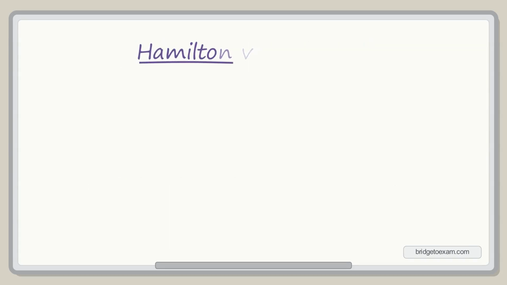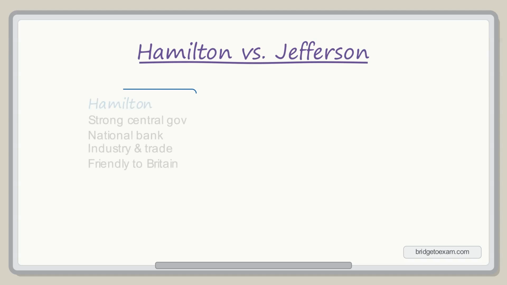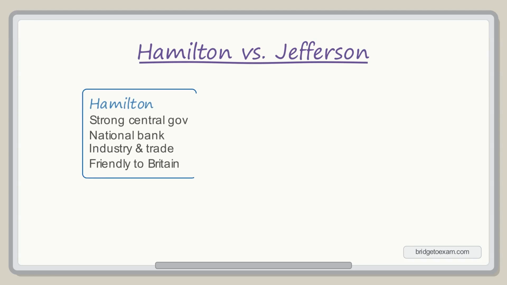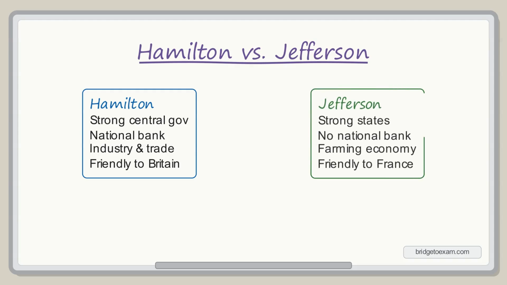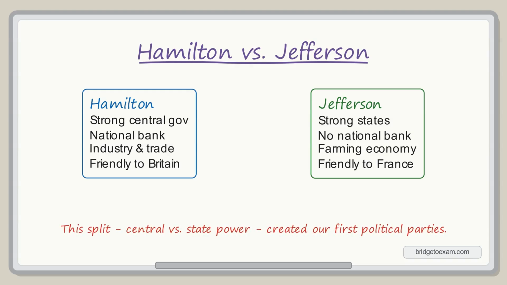The new government split almost immediately over how much power the federal government should have. Alexander Hamilton wanted a strong central government, a national bank, and an economy built on industry and trade, and he leaned toward Britain. Thomas Jefferson wanted the opposite, stronger state governments, no national bank, and a nation of farmers, and he leaned toward France. This clash between central and state power created America's first political parties, and that tension runs through all of American history.